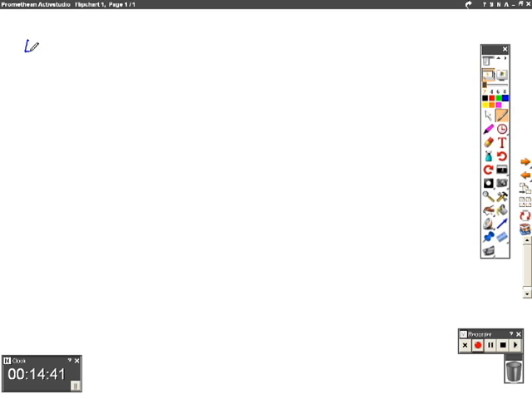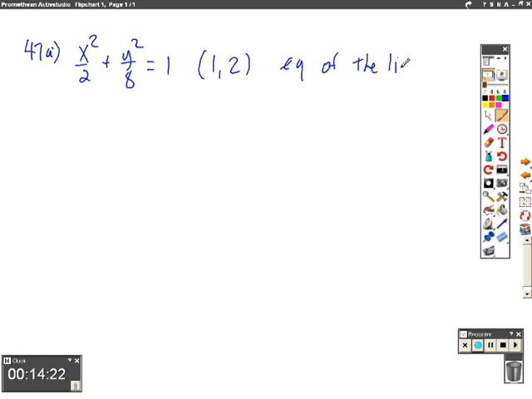to the problems. So we'll start with number 47A. I'm not going to work all of them. So we have an ellipse, and they have asked us to write the equation of the line tangent to the curve. And so we're going to find that equation at the point (1, 2).